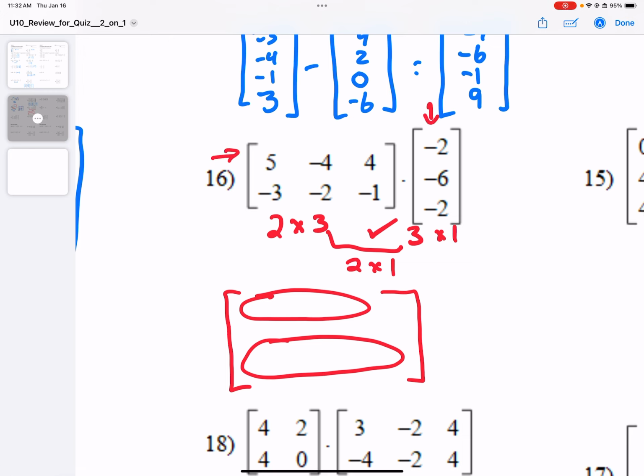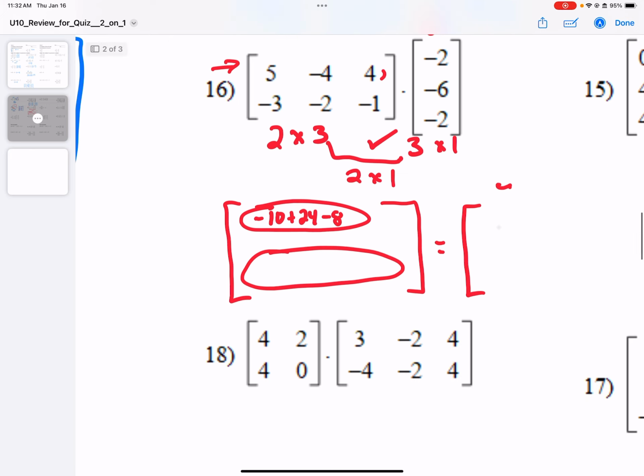So first element times first element, so that's negative 10. So I'm going to change colors here again, maybe, if I know how to do it. Okay, well, it's not going to do it. So I got negative 10. So now I go negative 4 times negative 6, so that's plus 24. And 4 times negative 2, that's minus 8. When I put those together, I end up with 6.